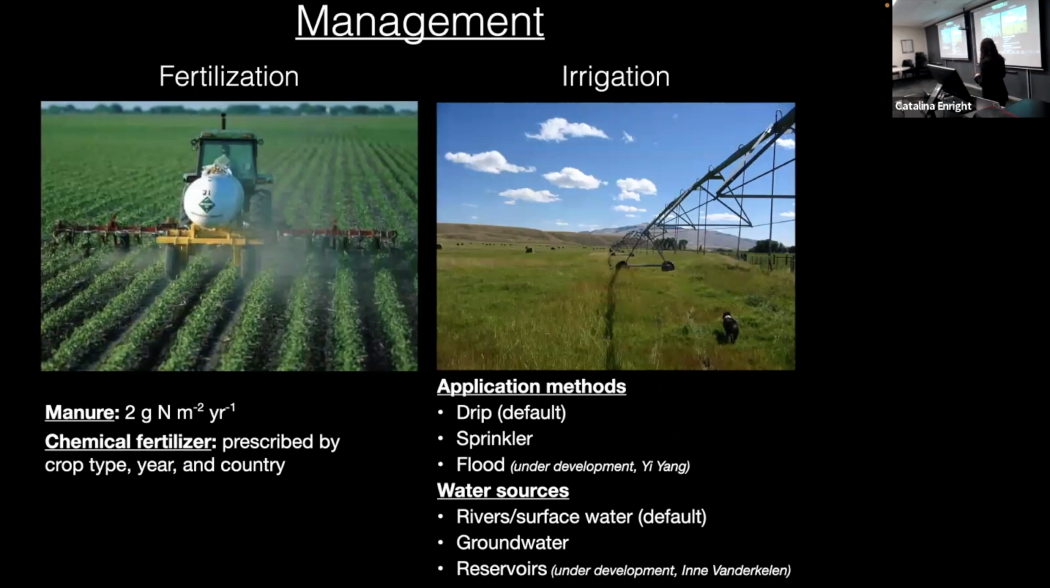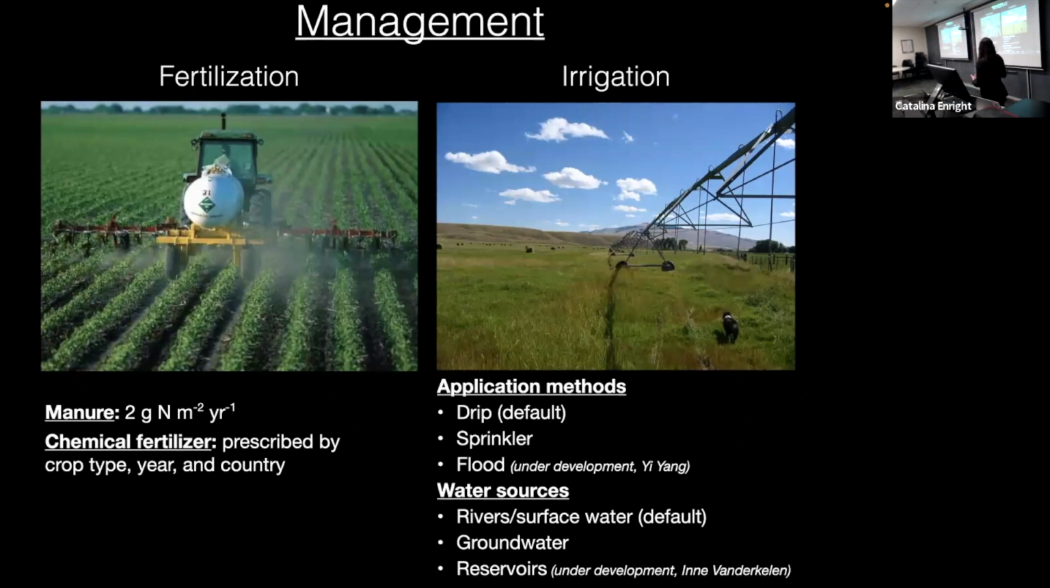Fertilization, we apply manure. It's 2 grams of nitrogen per meter squared per year. It's globally constant in all agriculture areas. And then chemical fertilizer, this is prescribed by crop type, by year, and by country. So this does change through space and through time.